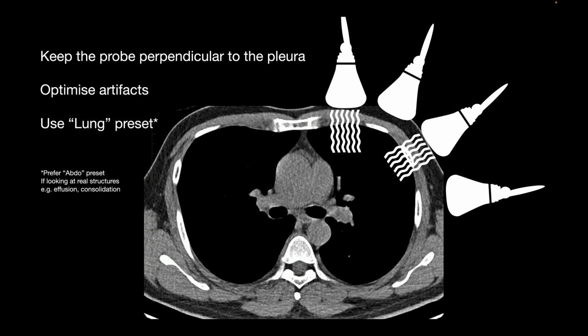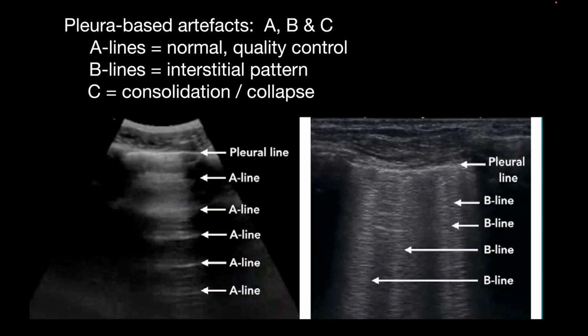Now if you do see something such as an area of consolidation or an effusion or something that's actually physically present within the chest, it's not an artifact, then it may be useful to switch the probe over to an abdo preset, and then that is better for looking at actual true structures within the chest. But the artifacts are not actually true structures, they're just reflection artifacts, or reverberation artifacts I should say.